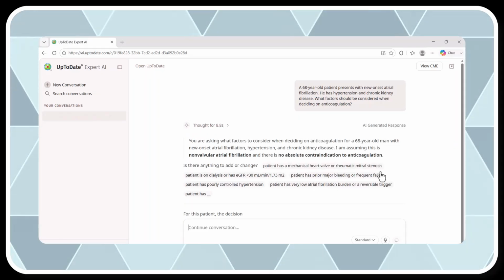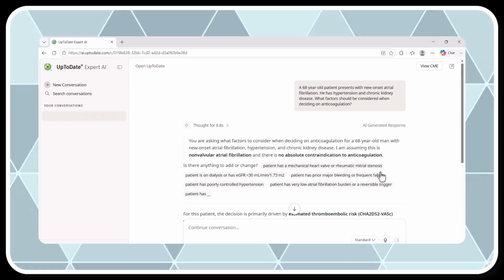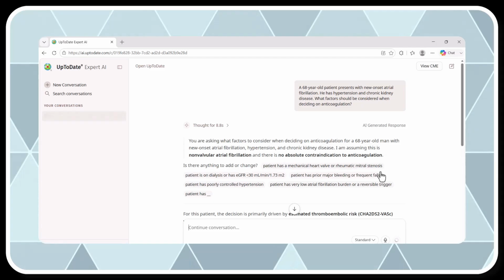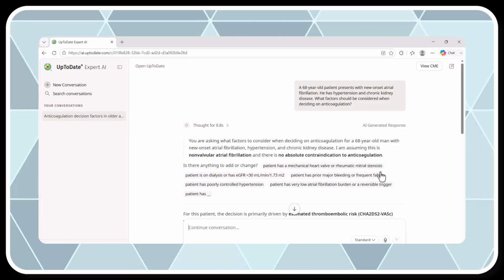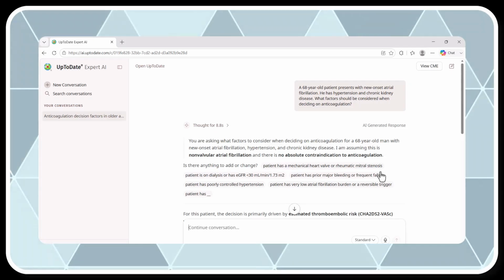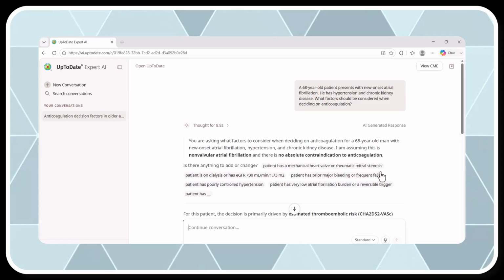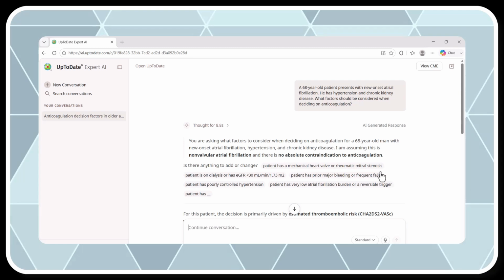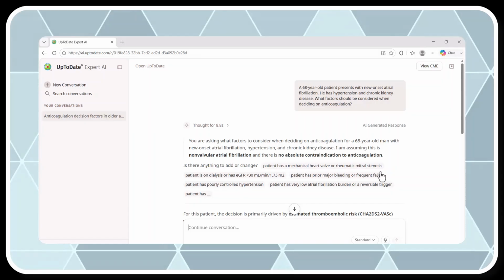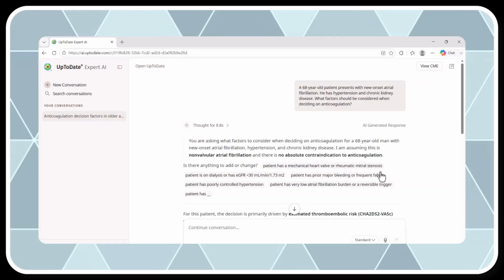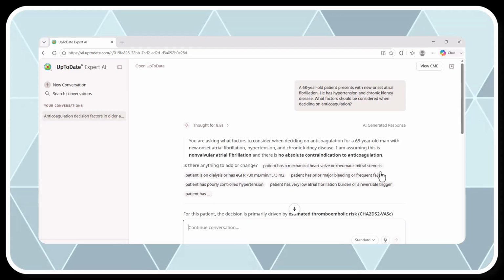And this is the first response from Expert AI. Let's look at what Expert AI has done. It starts by restating the clinical question. You are asking what factors to consider when deciding on anticoagulation for a 68-year-old man with new-onset atrial fibrillation, hypertension, and chronic kidney disease. This is useful because it confirms that the system has understood the question we entered.